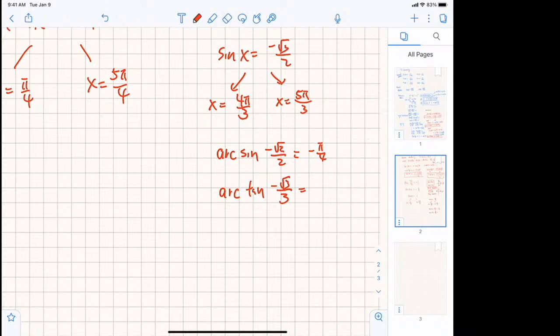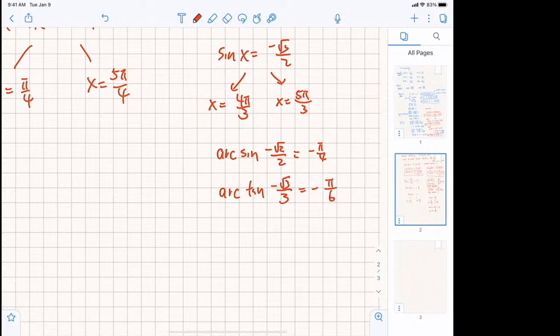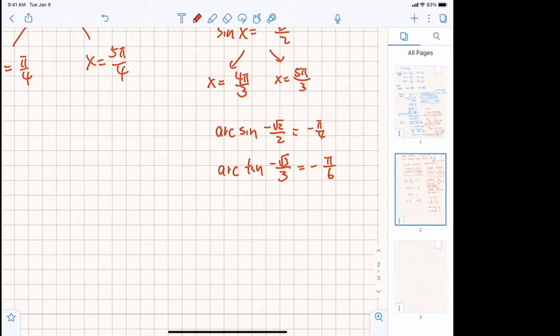I'm gonna say negative pi over 6. What does everybody think? Kathia, do you think it's right? Yeah. Okay. Julissa, do you think it's right? Yeah, I think it's right. Okay, good. Good job, guys. See? Is that so hard, Melissa?